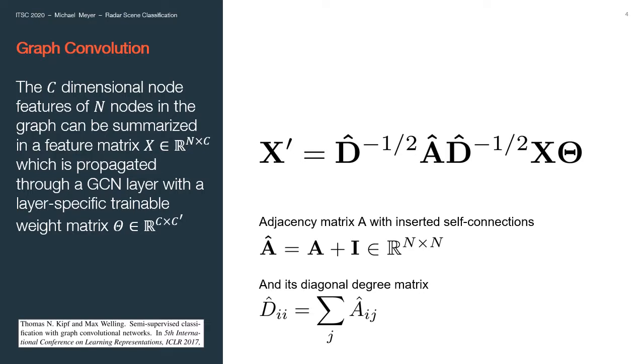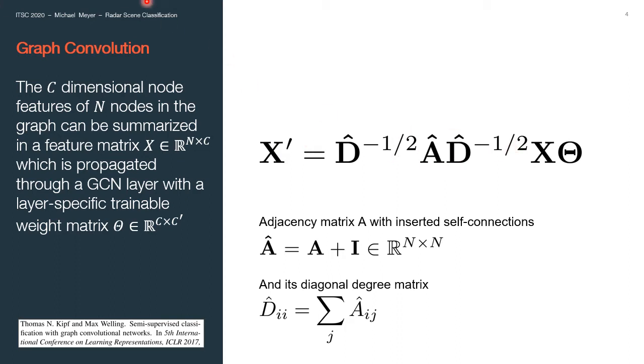There are many ways to define convolution layers on graphs. In this work, the graph convolutional operator of Kipf and Welling is used. The c-dimensional node features of n nodes in the graph can be summarized in a feature matrix X, which is propagated through a GCN layer with a layer-specific trainable weight matrix theta. You can see the propagation rule here.